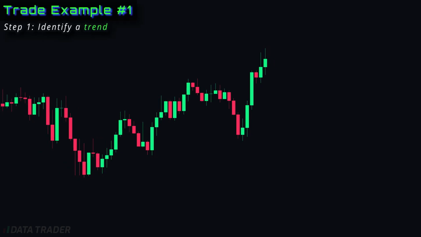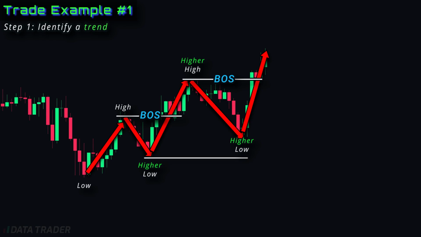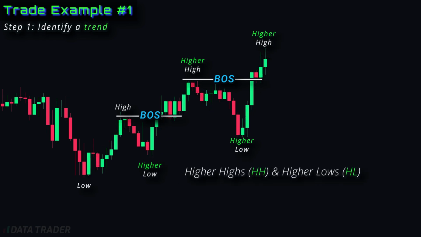So, the first step in our trading strategy is we need to identify a trend. Now, let's look at this chart here. We can see that price goes up, makes a pullback, but managed to remain above the previous lows. Next, it went up, creating a break of structure and forming higher highs. And after that, price went down, remains above the previous lows, comes back up, and made another break of structure and forming higher highs. So now we have higher highs and higher lows, which is a characteristic of an uptrend.